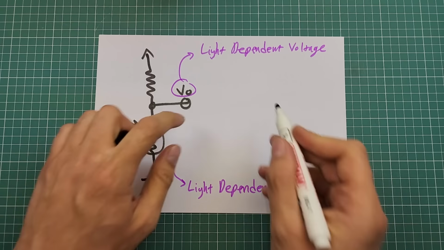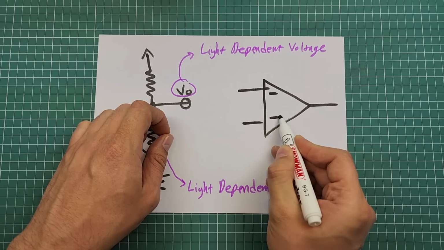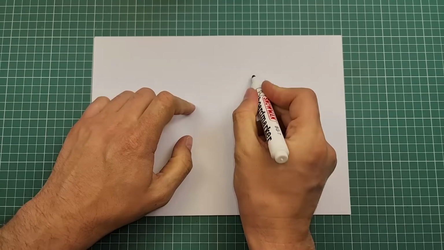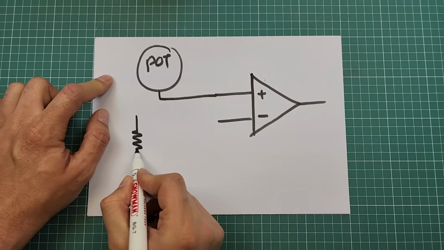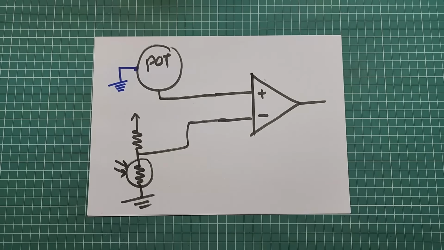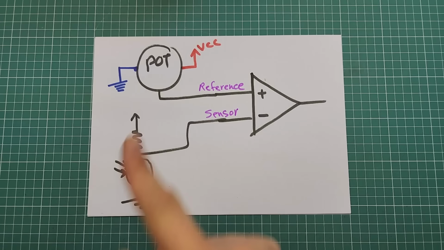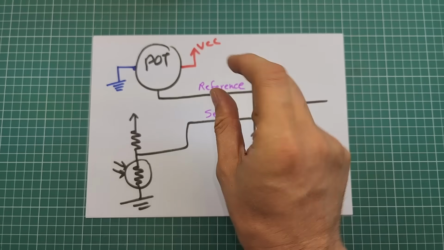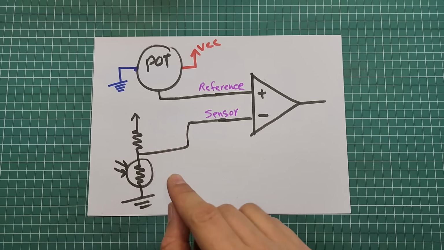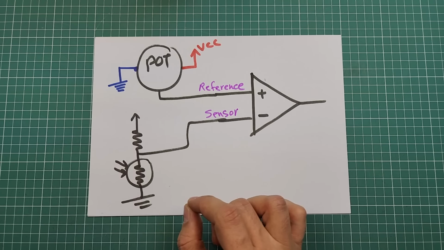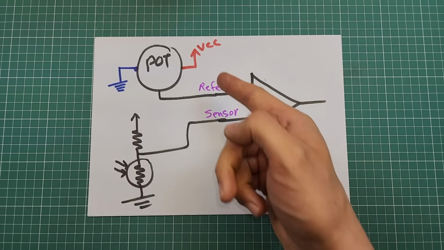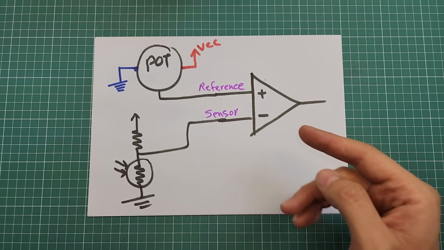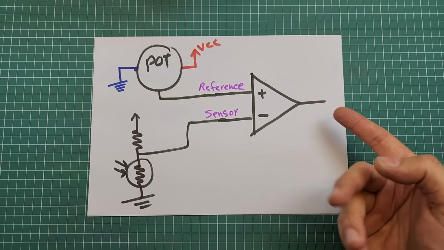For example, by using an op-amp in comparator mode, you can make an automatic light, or by reading it using an ADC, you can make almost anything. This potentiometer produces a reference voltage from 0 volts to VCC depending on the handle position, and this circuit produces a variable voltage according to the illumination level. On the other hand, this op-amp will compare these two input voltages, and if the voltage at the non-inverting input is higher than the voltage at the inverting input, it will activate the output.